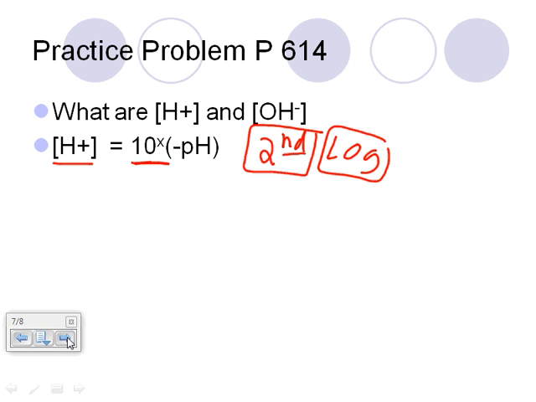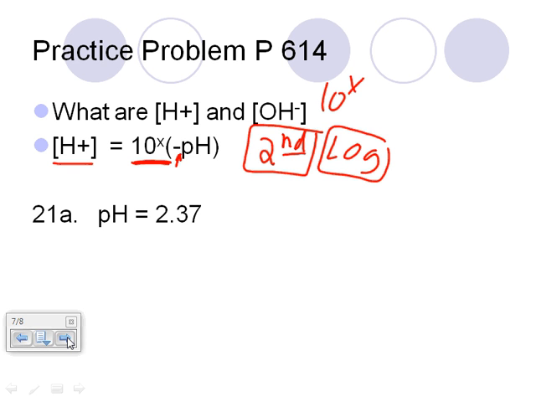This 10 to the x is right above that log key. So you'll need to press the second log, which will give you the inverse log. Just like any other thing on your calculator, there's the function and the inverse function associated with it, just like in trigonometry with the sines and cosines and tangents and cotangents and so forth. So here we have this 10 to the x of the negative pH.